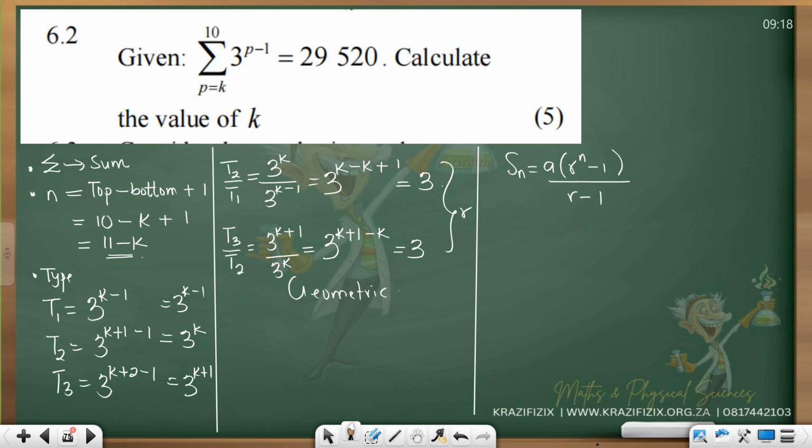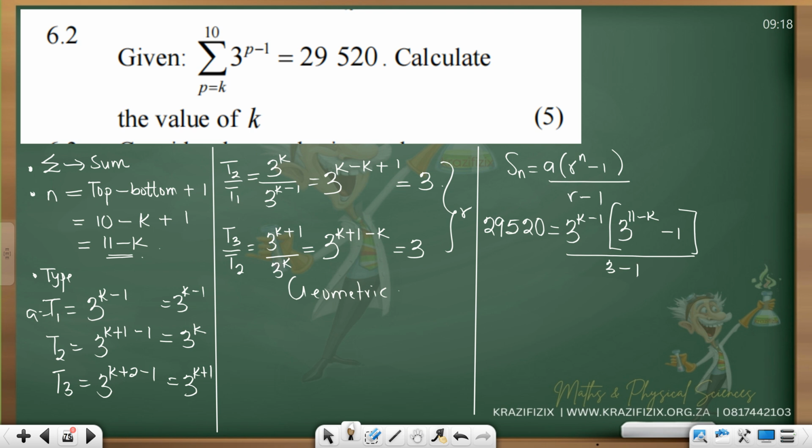Interesting. Now I know my sum, 29,520. That is given. What is my A? A is your first term. Don't forget, it is 3 to the power k minus 1. What is the ratio? The ratio is 3. What is n? We got n, 11 minus k. Okay, this is looking interesting. This is algebra here, and the ratio is 3 minus 1.